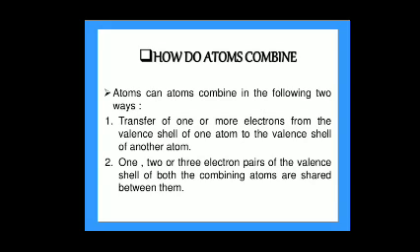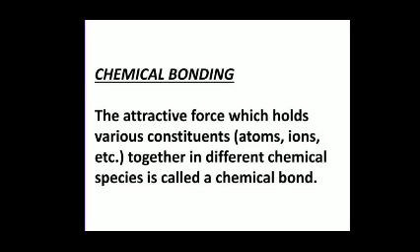First one is transfer of electrons. Second one is sharing of electrons between the atoms. These two types of bonds are formed between atoms. Chemical bond.